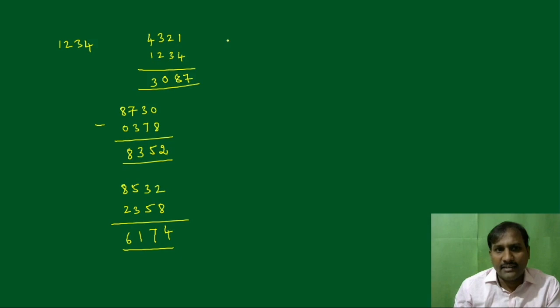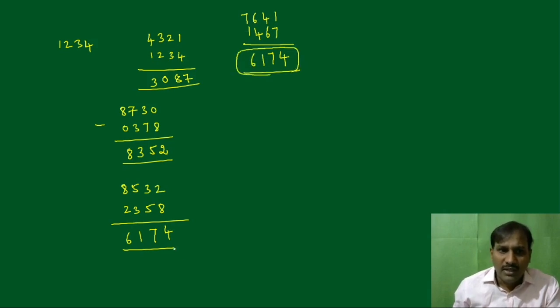Repeat it again, the same process. 1, 4, 6, 7 is the ascending order, 7, 6, 4, 1 is the descending order. Now 11 minus 7 is 4, and here 13 minus 6 is 7. Next, 5 minus 4 is 1, 7 minus 1 is 6. 6174. So this 6174 is the final result which we get in this process.